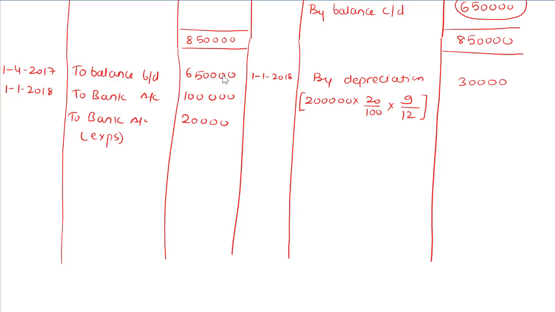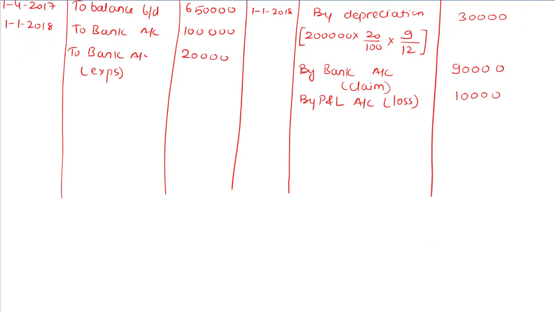So the depreciation is 30,000, and we have received 90,000 claim from the insurance company. So basically we had a loss of 10,000. So by profit and loss account, loss of 10,000. I believe it is clear. This loss of 10,000 is clear.